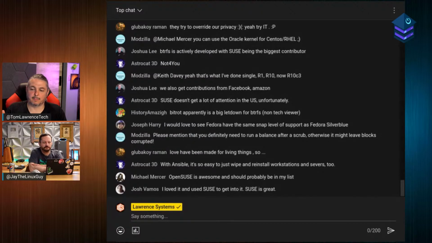Yeah, I saw someone else mention too, the words they use is please mention it. You definitely need to run a balance after a scrub. It might leave blocks corrupted. These are some of those things that need to be better documented in ButterFS. And I didn't find all this information. Maybe I just haven't looked at the right resource. And me and Jay had to actually dive in a little bit to it.